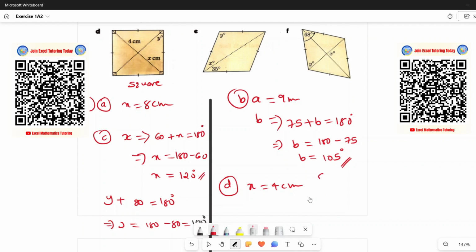If you want, you can use that property here and find x plus 4 equal to 8. So x equal to 8 minus 4, which is 4. So this only we used. Now we need to find the value of y. So we know that each angle is 90 degree, and the diagonal bisects each angle at the vertex. So here the total angle is 90 degree.